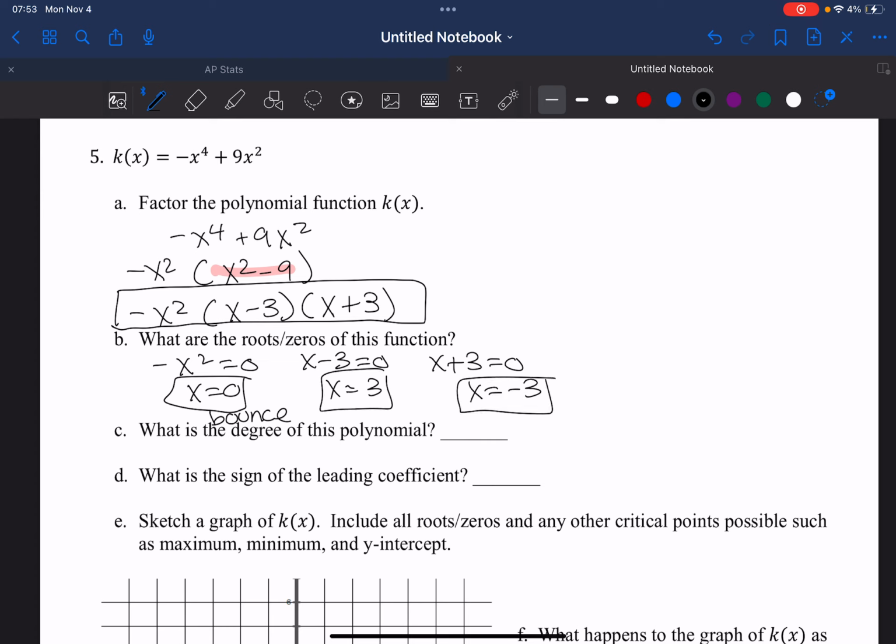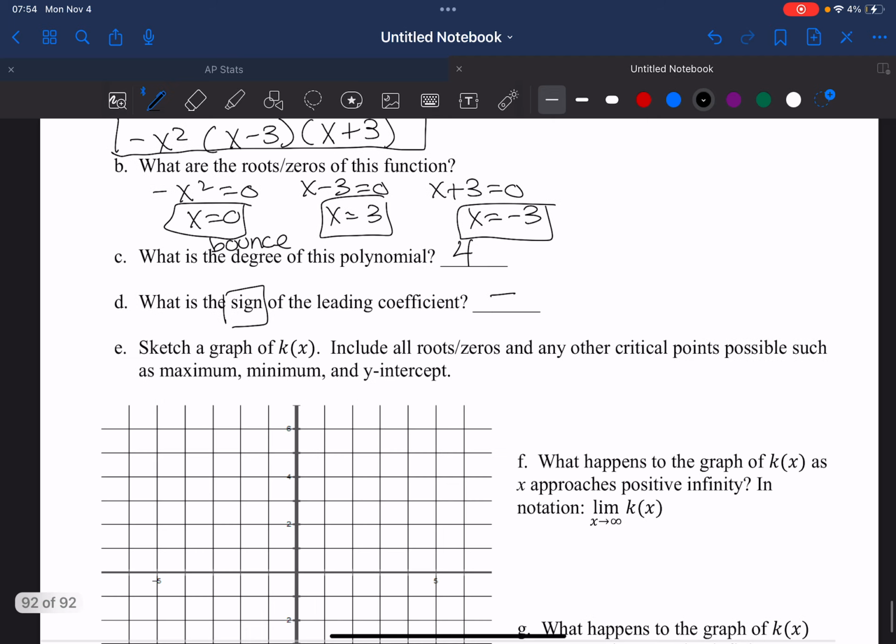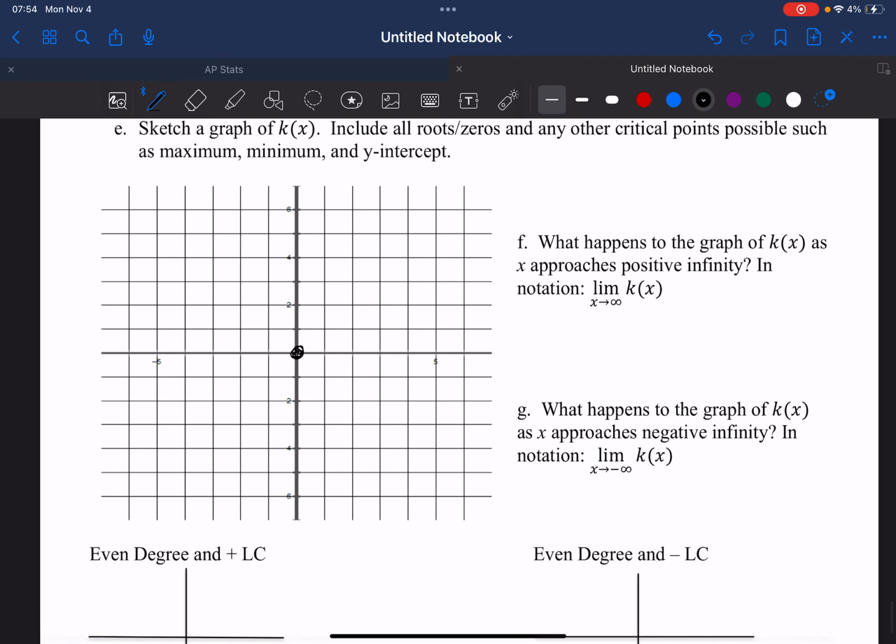Okay. The degree of my polynomial is 4. And my sign of the leading coefficient is negative because it starts off with a negative x to the 4th. So I'm going to be plotting the points 0, 3, and negative 3. So 0, 3, and negative 3. And again, we know that y is equal to x to the 4th looks like a W shape. But now our leading coefficient is negative, so we have y is equal to negative x to the 4th, which is going to turn it upside down and now instead look like an M shape.